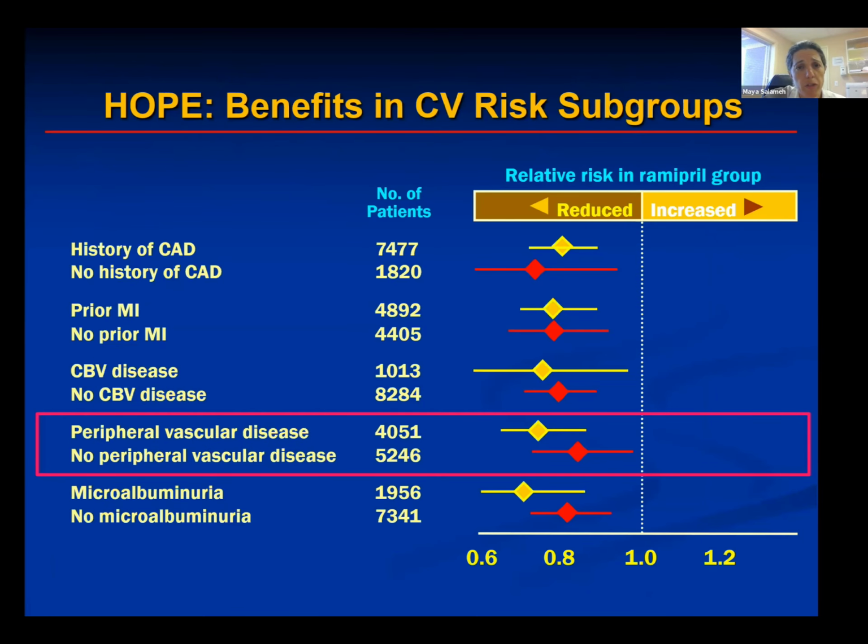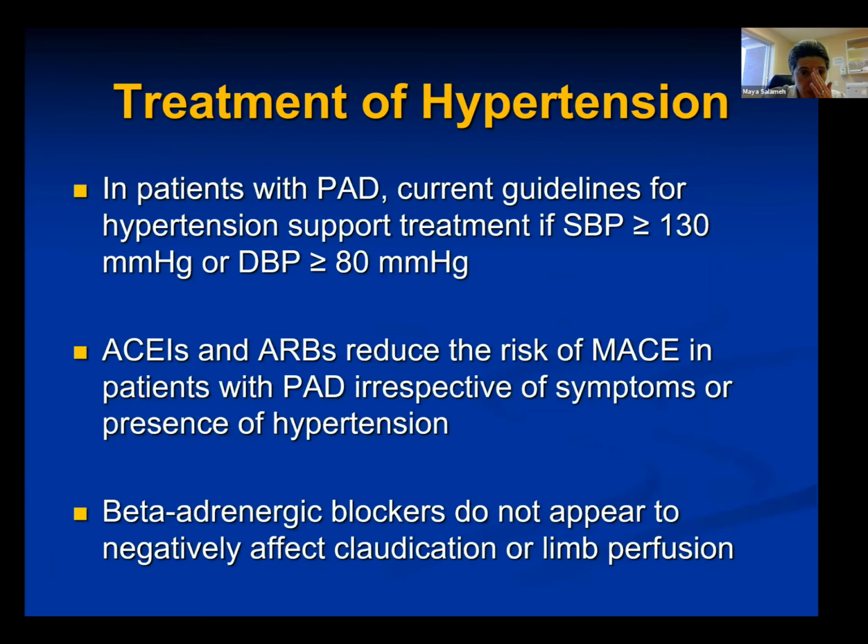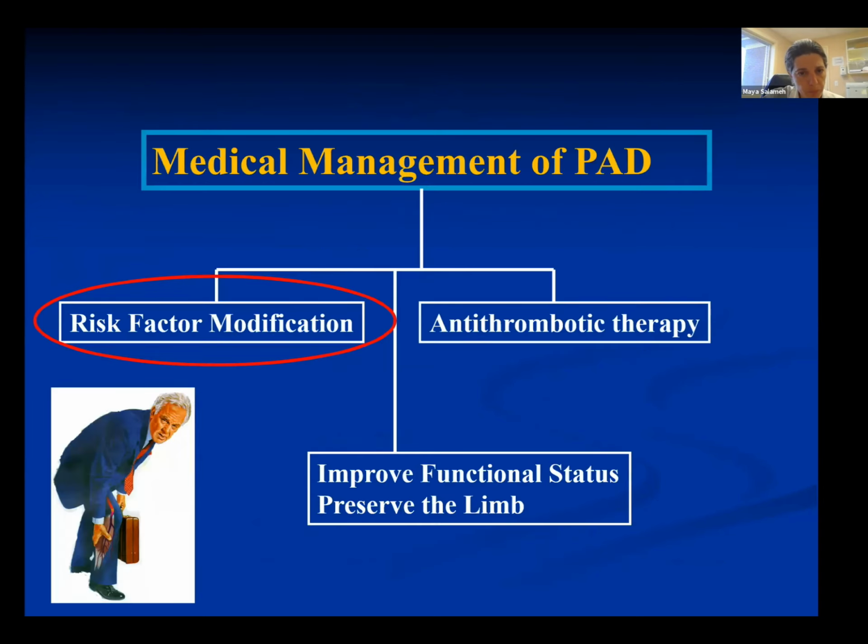And the benefit from the treatment with ramipril was also preserved in the PAD subgroup. So I think we can say that ACE inhibitors and angiotensin receptor blockers do reduce the risk of cardiovascular events in patients with PAD. And so they would be a good choice for treatment of their hypertension. And you could even argue to start them on it, even if they don't have hypertension at baseline.